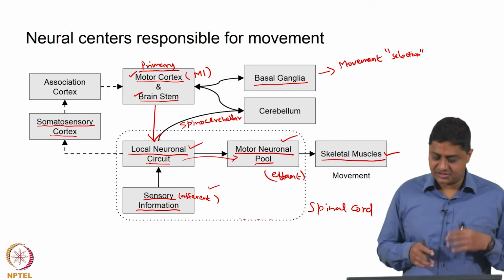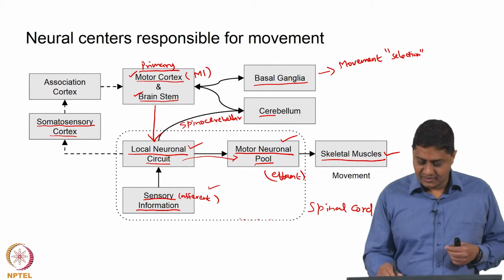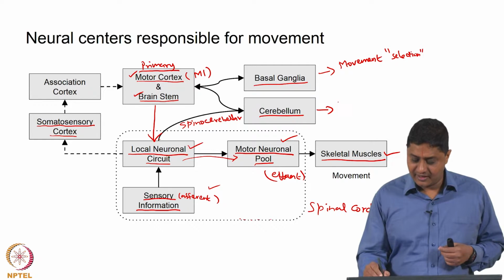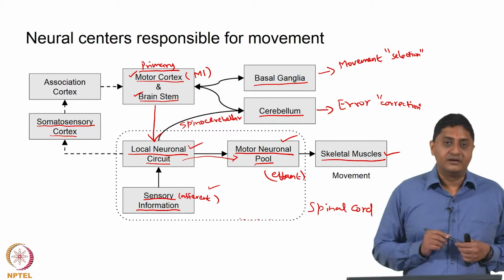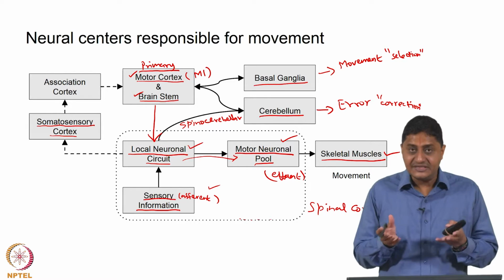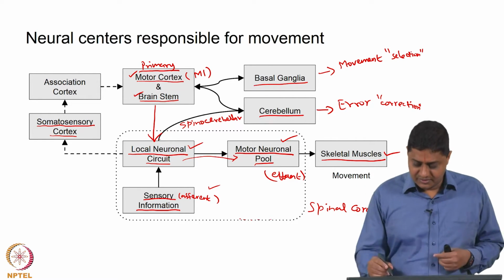A hot area of research, still these things keep getting updated. Cerebellum in error correction, short term and long term both, or in other words adaptations and motor learning. So, these things also we need to learn.